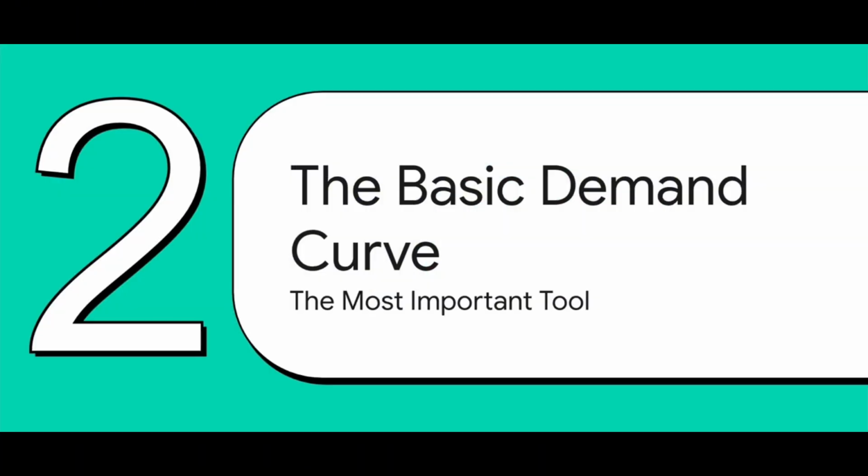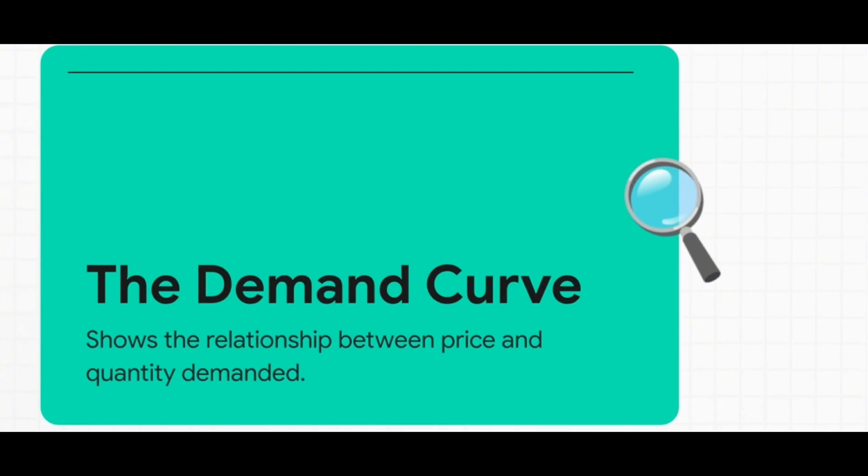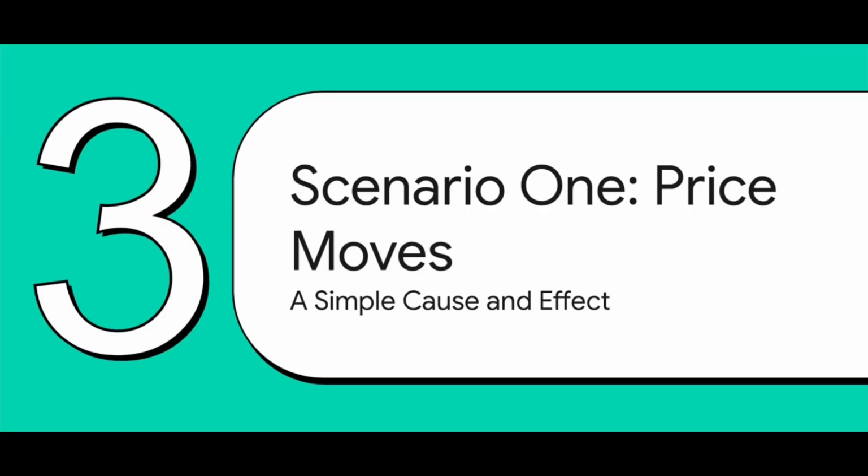To crack this case, we have to start with our most important tool, our main piece of evidence, the basic demand curve. So, what is a demand curve? At its heart, it's a really simple picture. It just shows the relationship between two things, how much something costs and how much of it people are willing to buy. It's all based on this core idea called the law of demand, which basically says that when the price of something goes down, people will want to buy more of it. Simple as that.